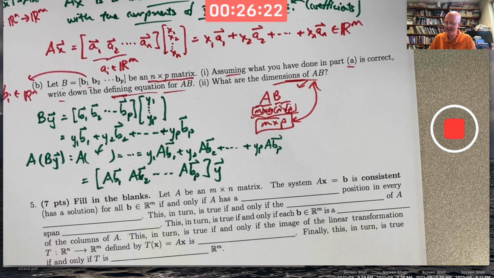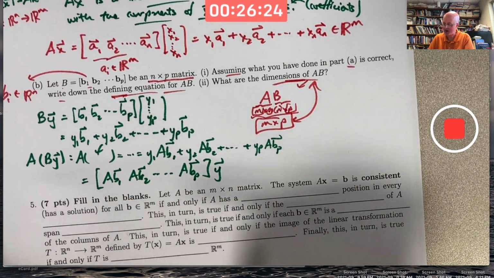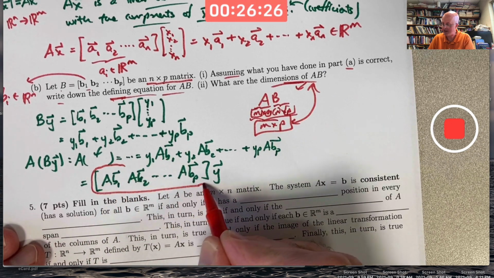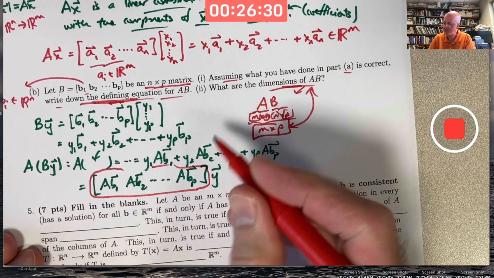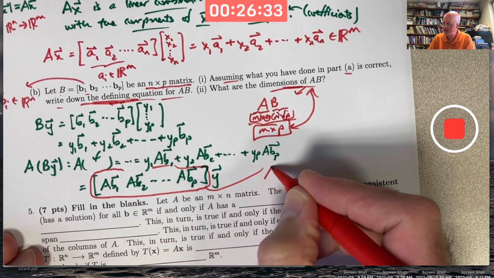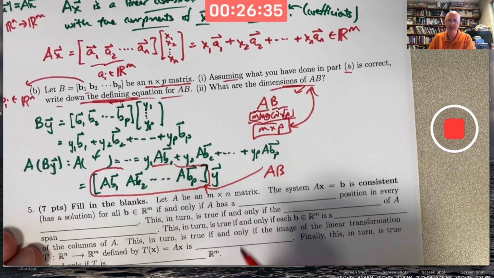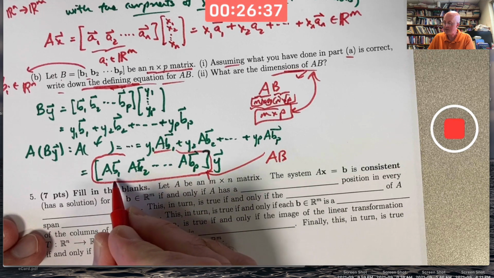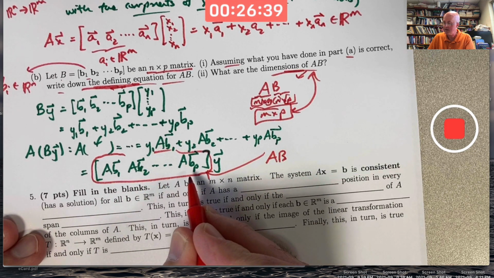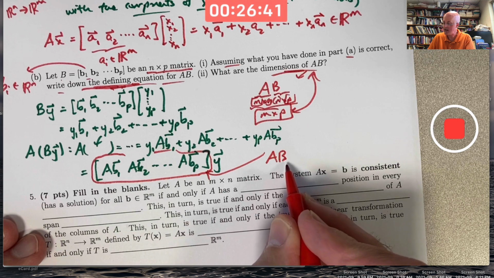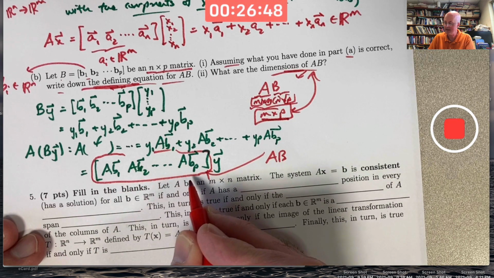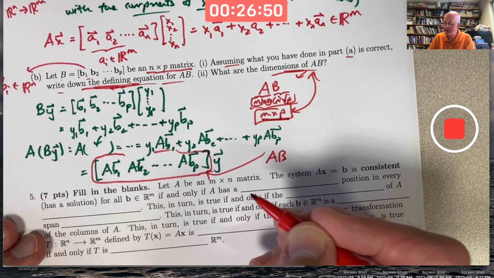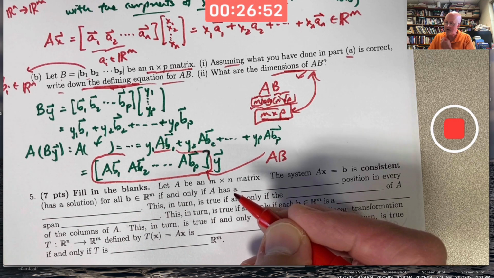And that means that this expression is the answer for part 1. Write down the defining equation for AB. That's the defining equation for A times B. It's a matrix whose p columns are the matrix on the left times the columns of the matrix on the right. Okay? And it is going to be m by p. There are certainly p columns. Are all these vectors m-dimensional? Yeah, they are.